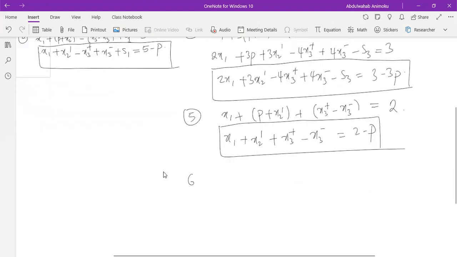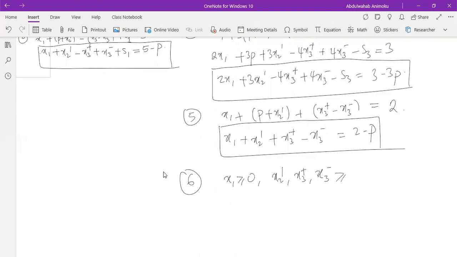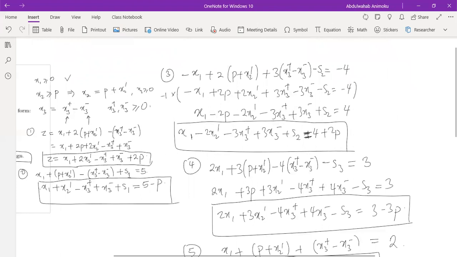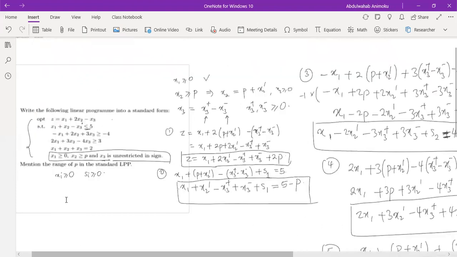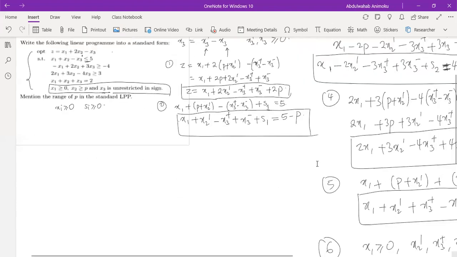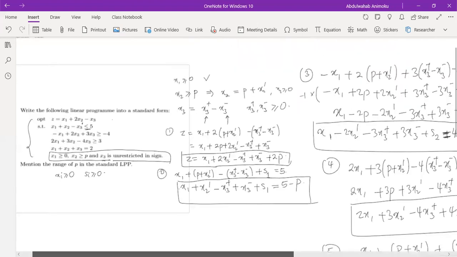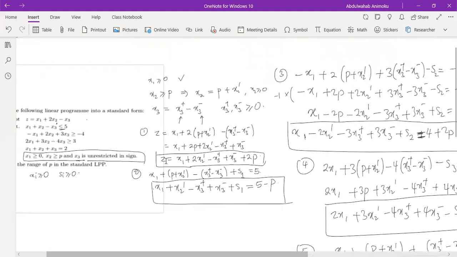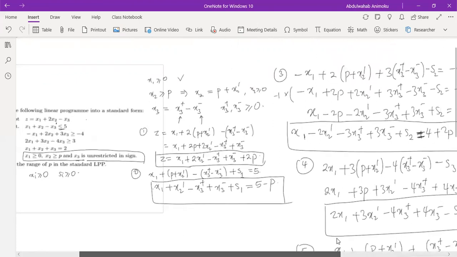Now, finally, is the variables. X1 is greater than or equal to 0, and then we have x2 bar, x3 plus, x3 minus, all greater than or equal to 0. So that completes formatting this problem into the standard format, right? So this is the standard form. We have this optimization of Z with respect to these constraints that we have highlighted with the boxes.